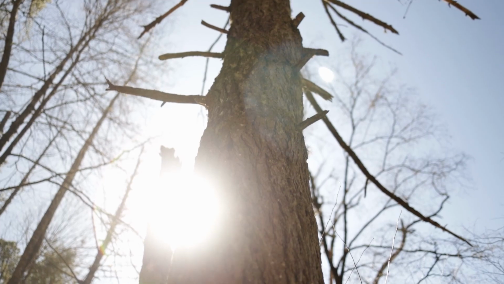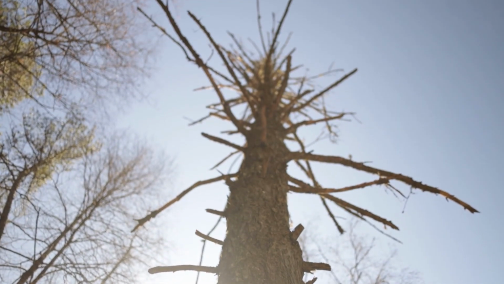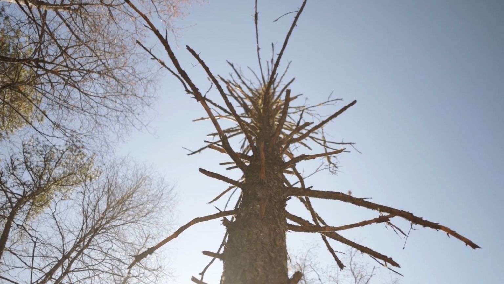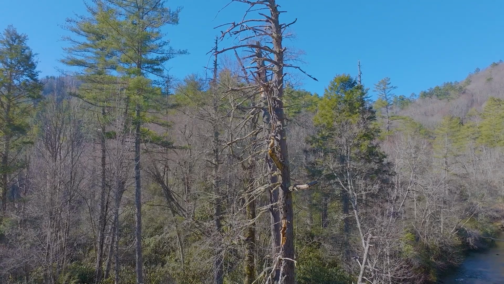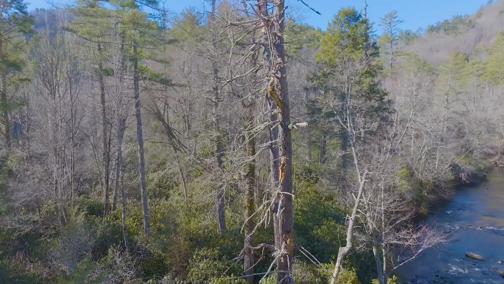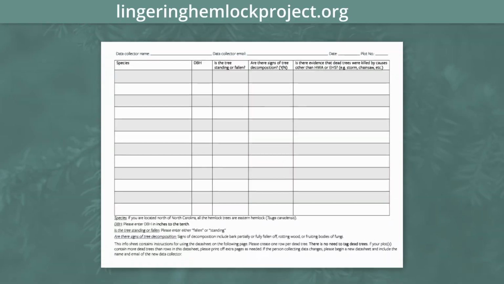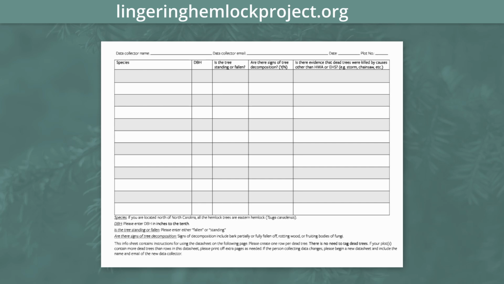Your final step before collecting your first round of annual tree information is to assess each dead hemlock that has a DBH of greater than 4 inches. Data on dead trees is only collected when the plot is established, so there's no need to tag dead trees or revisit them later. You can collect this data using the Dead Tree Information form, which can be found online at the address shown on the screen.